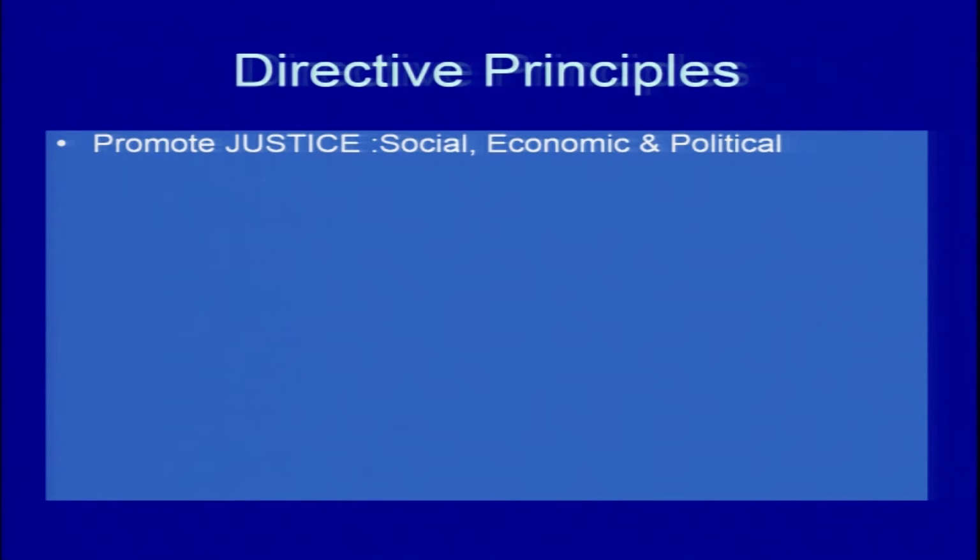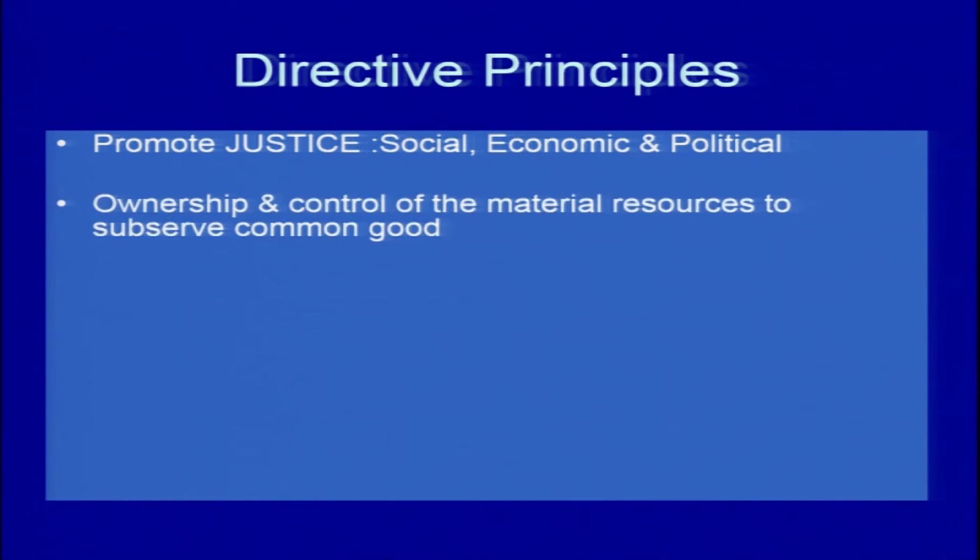Like for instance, it was said that the goal of the society is to promote justice, social, economic and political. Now what is the meaning of this? By justice it was meant to promote equality. That means states should try to promote social, economic and political equality for every citizen of our country. Okay, that was one thing thought to be very important. States should try to do that, and those directives were given to the policymakers.